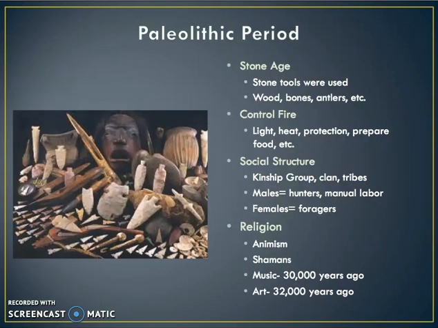We then move into the Paleolithic period. So the Paleolithic period is about 2 million to 8,000 BCE. So, long time ago. All right, so we see the Stone Age occur, where stone tools began to be used. Before, humans would have to use just their hands or other tools. Now, instead, they're able to use stones.